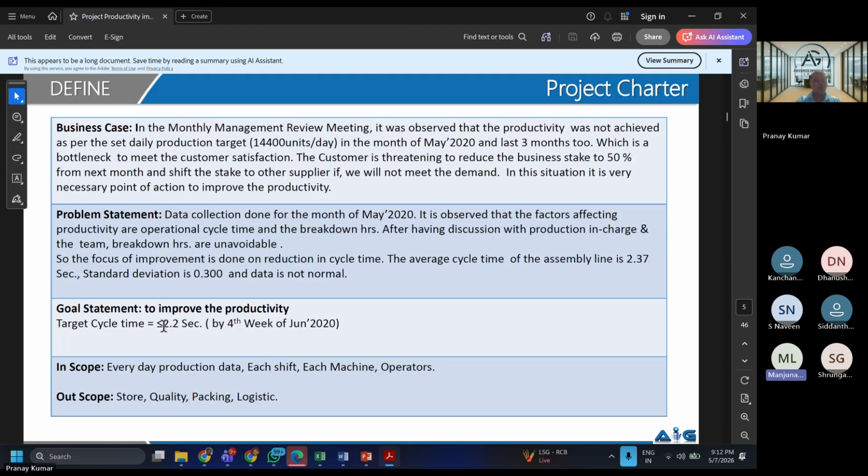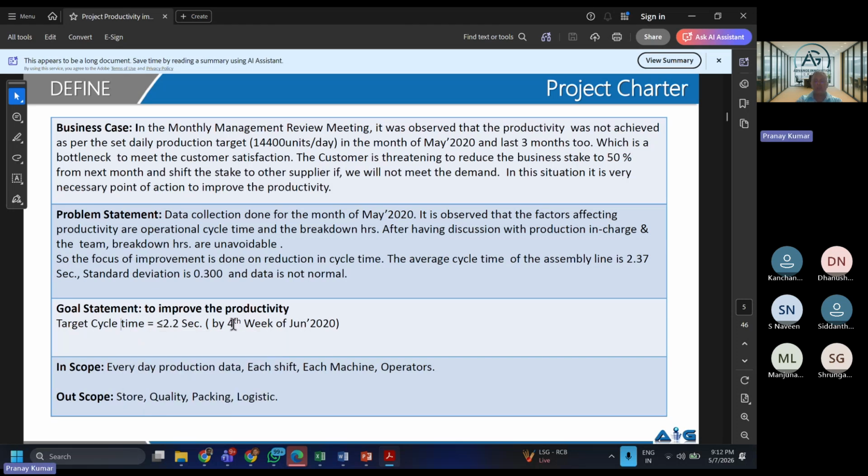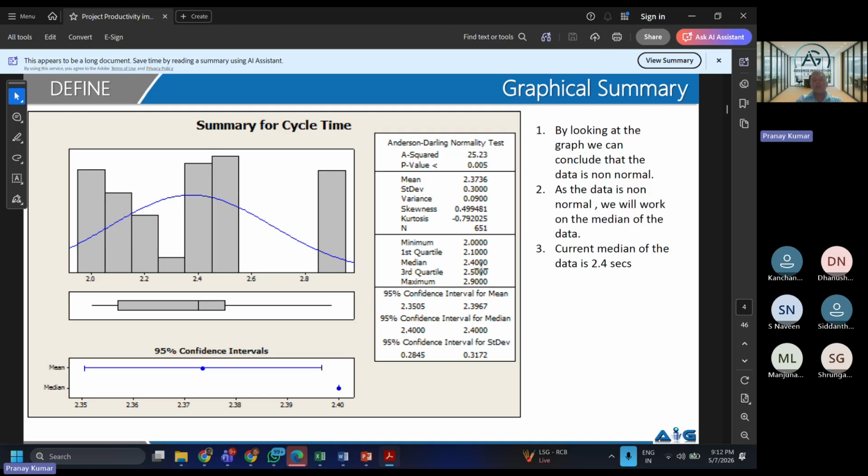Yes, sir. And I will not call it target cycle time. I would call it median cycle time. So currently my median, in the previous page, is at 2.4. So I will want to reduce my median to 2.1. That could have been a good goal statement. With me, everyone?